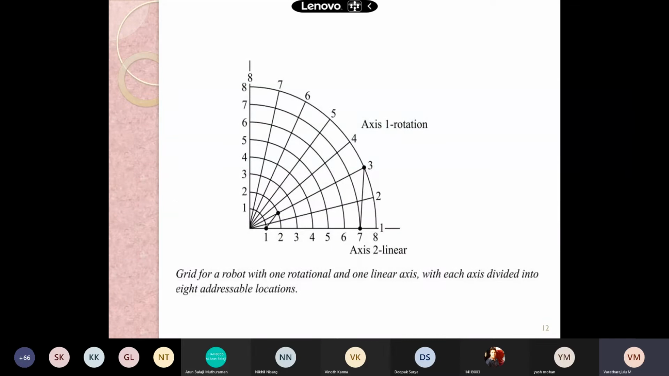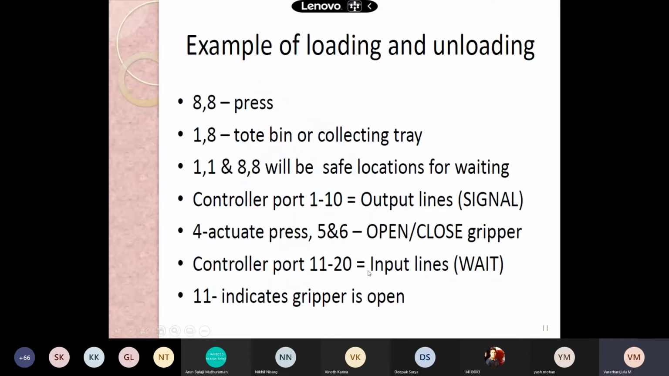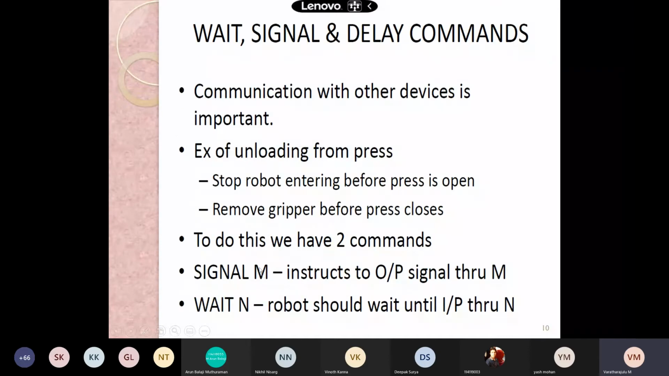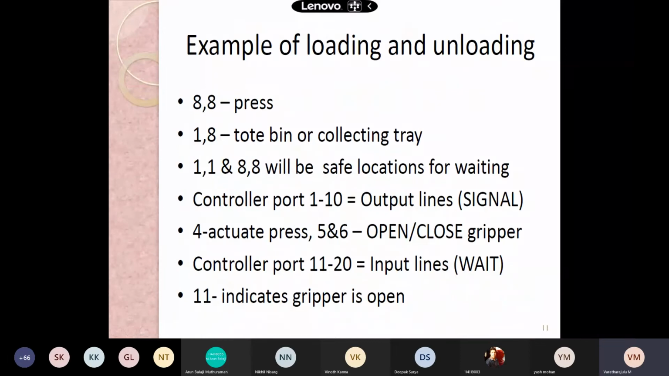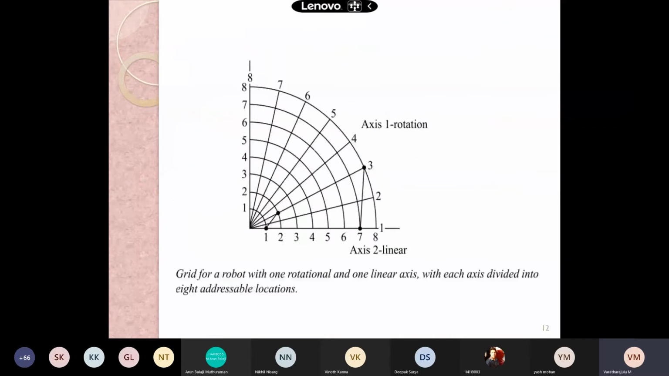As I said earlier, there are four different interpolations. This is an example of one among them, circular interpolation, and there are four different points highlighted here: you see the first point, the second, the third and the fourth point. We'll discuss more about it later, with signal M and wait N. For loading and unloading, we will see with an example the various information related to loading and unloading.